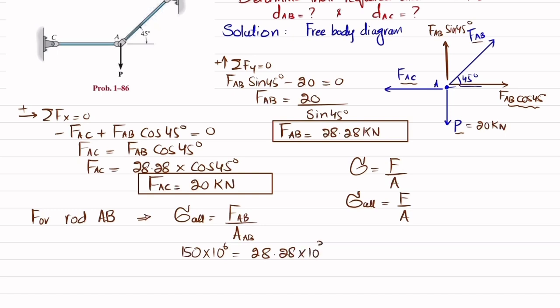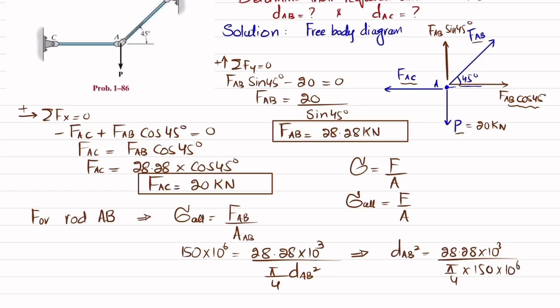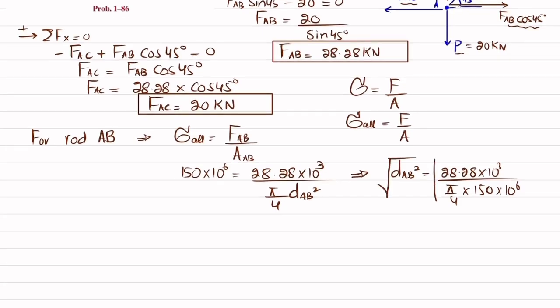Kilo is converted into Newton, divided by the area. This is a circular rod, so its area will be pi by 4 DAB square. From here you will get DAB square is equal to 28.28 into 10 to the power 3 divided by pi by 4 into 150 multiplied by 10 to the power 6. If you take the square root on both sides, you will get the diameter of rod AB equal to 0.0155 meter, and in millimeter, the diameter of rod AB is 15.5 millimeter.